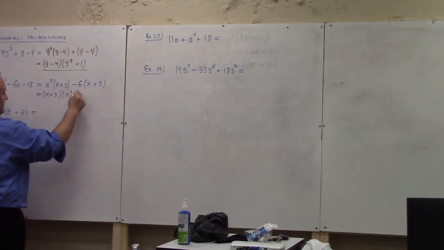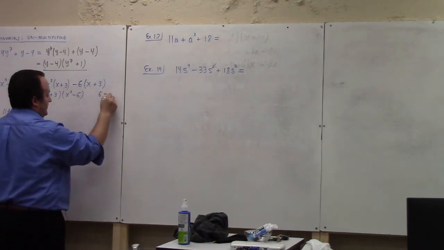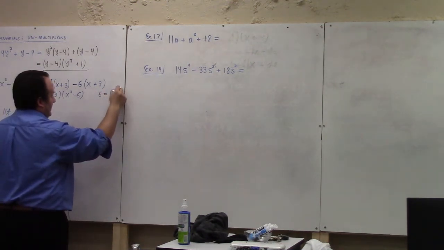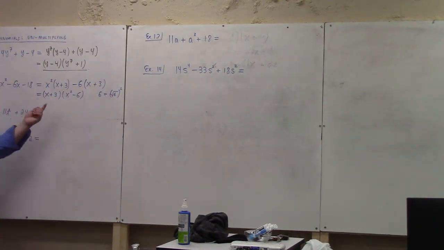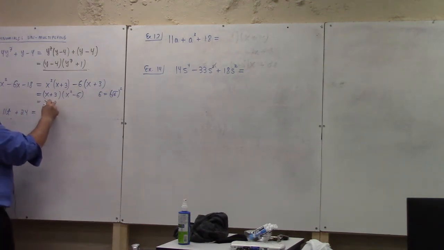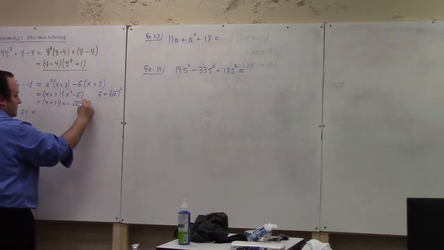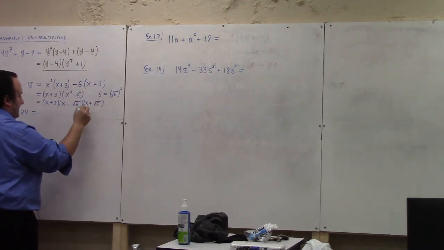Can we do better? We can do better. That is the difference of squares. So we can break down that quadratic term further, right? 6 is equal to the square root of 6 squared. Think of it that way. So this has the pattern, it's a difference of squares. And so we can write this as x plus 3 times x minus the square root of 6 times x plus the square root of 6. There you go.